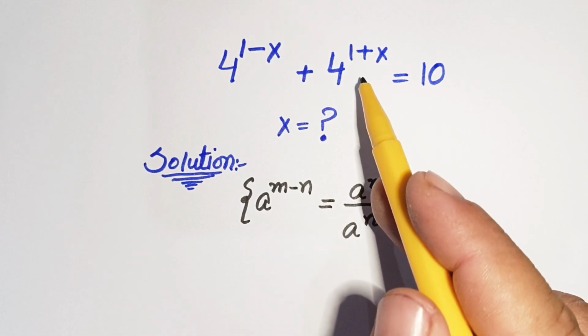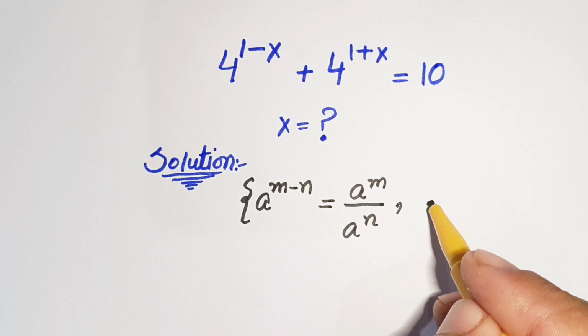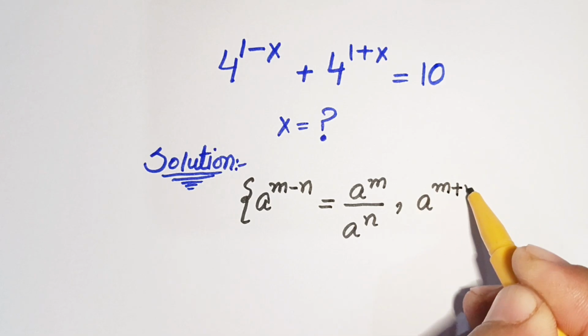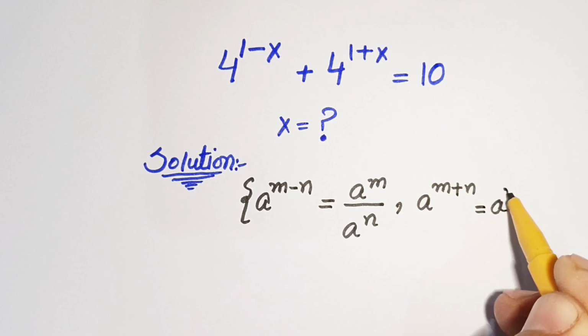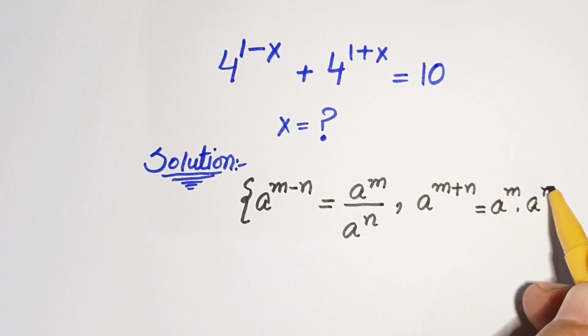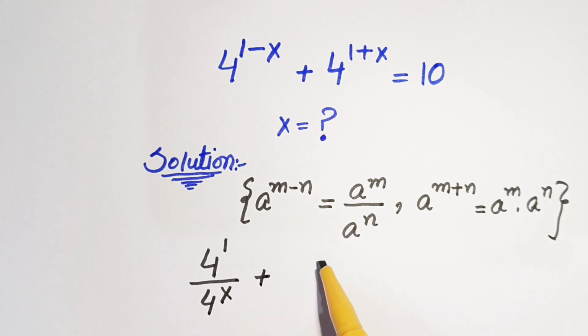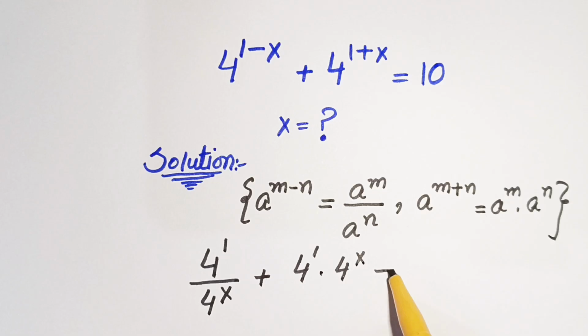If we see the second term here, we can use the exponential law: if we have a to the power m plus n, it is equal to a to the power m times a to the power n. Applying these two laws, in the first term we can write 4 to the power 1 over 4 to the power x, plus here 4 to the power 1 times 4 to the power x, that is equal to 10.